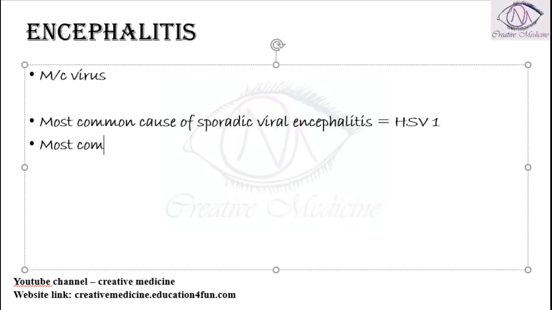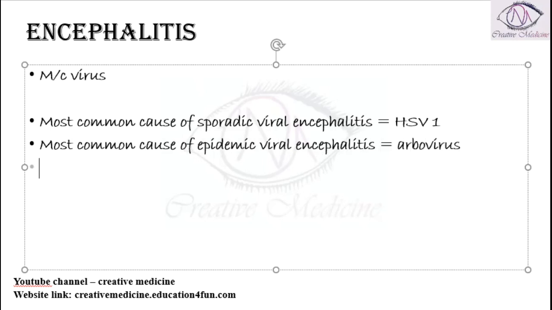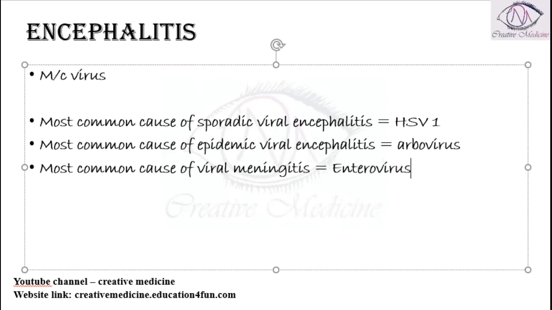If you were asked what is the most common cause of epidemic viral encephalitis, arbovirus is the most common cause of epidemic viral encephalitis. If it was asked what is the most common cause of viral meningitis, enterovirus is the most common cause of viral meningitis.